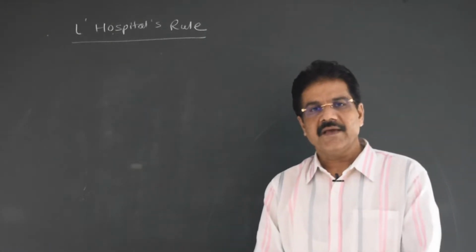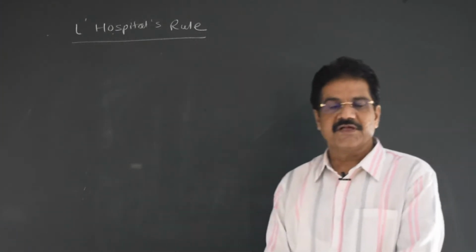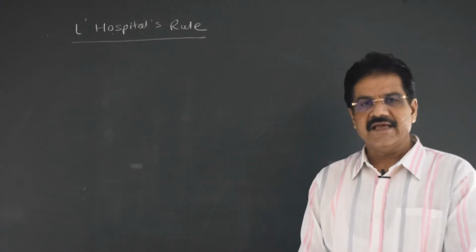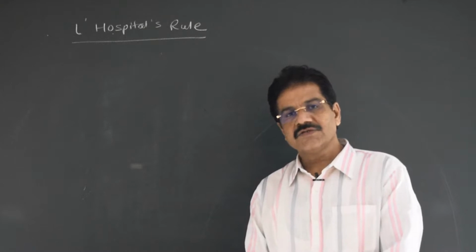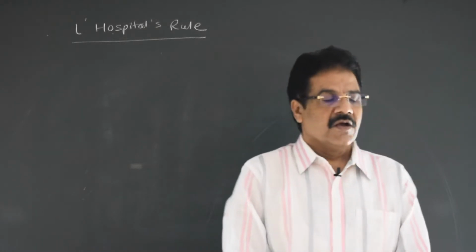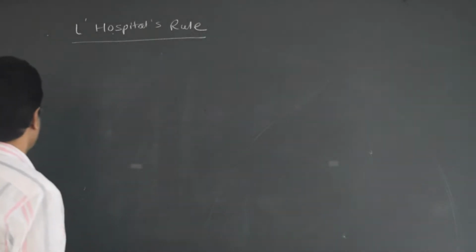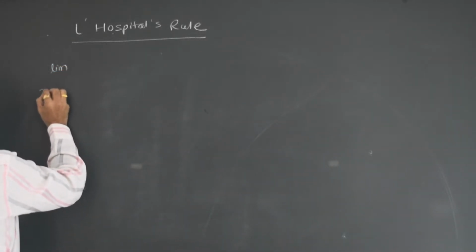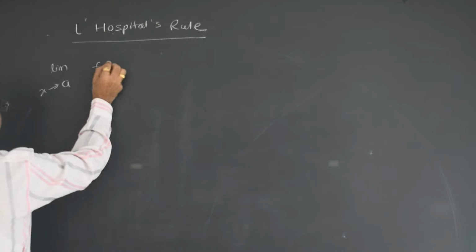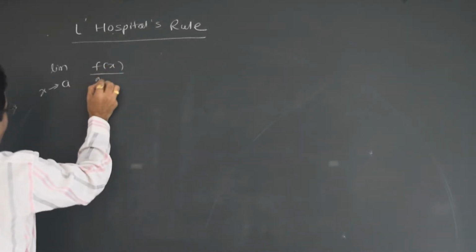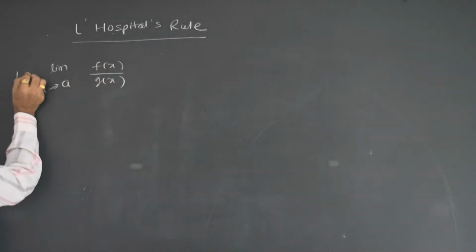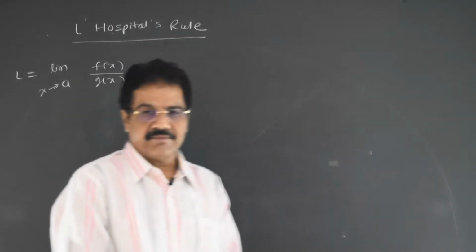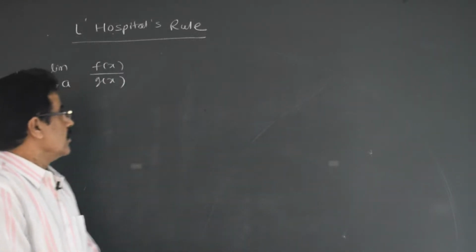Let us take a new topic, and the name of the topic is L'Hospital's rule. This is a shortcut of finding out the value of the limit using the concept of derivative. When this L'Hospital's rule is applicable, that we will see. Let us take for example limits as x tends to a, f of x upon g of x. For the sake of convenience, let this limit be equal to L.